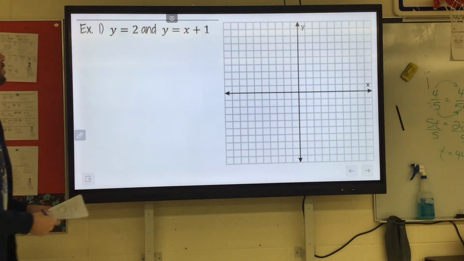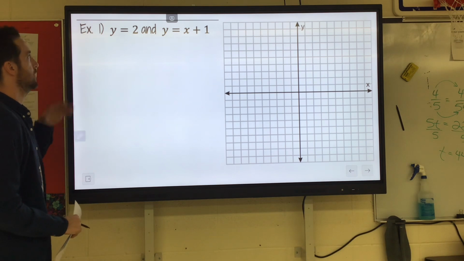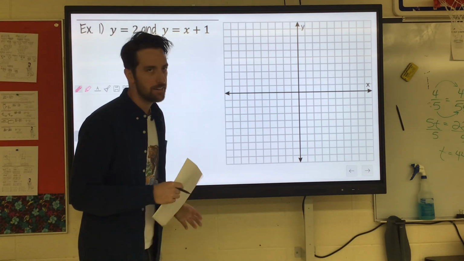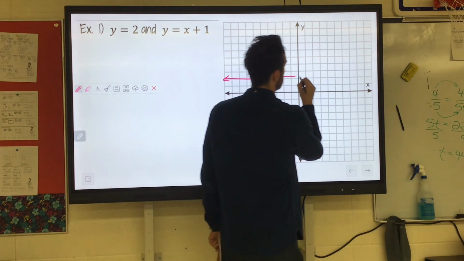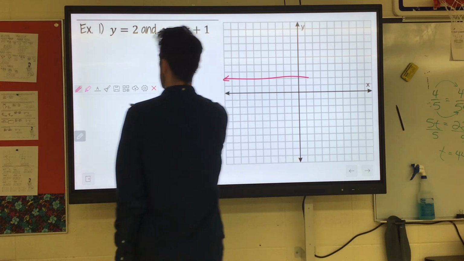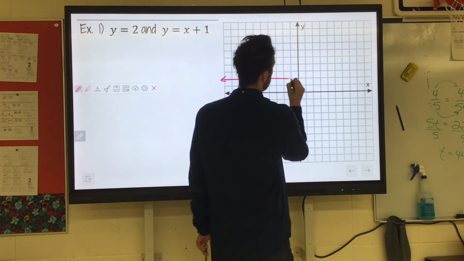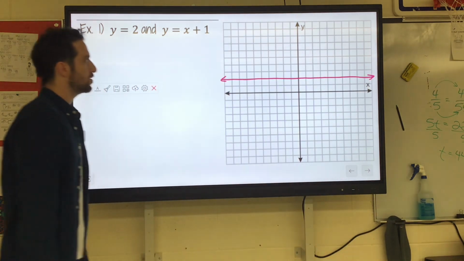All right, here we go. We're going to graph y equals 2 and y equals x plus 1. Now remember, an equation like y equals 2 is just a flat line at 2. So you go up 2. Whoops. That's not a straight line. That's where rulers are nice. There we go. We graphed y equals 2.